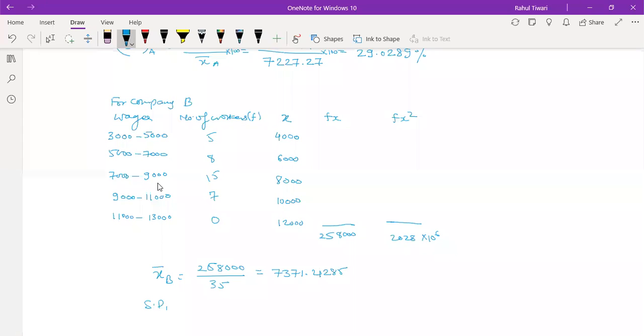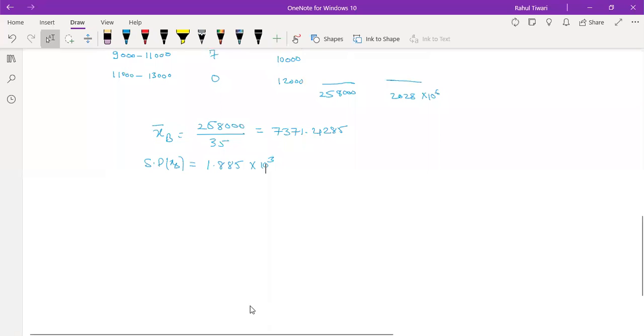Still you can find the SD of B. I'm just writing the answer directly for the SD of B, I think this answer is coming 1.885 into 10 raised to 3. Then you can find the coefficient of variation for B, which is standard deviation of x_B upon x bar B into 100. This time I remembered to write 100. And if you substitute these values, you may get the answer 25.571%.